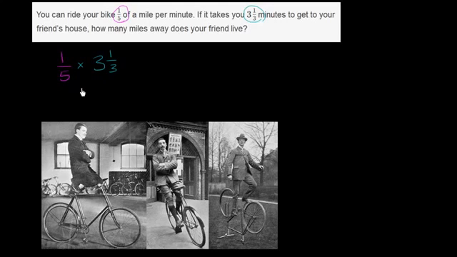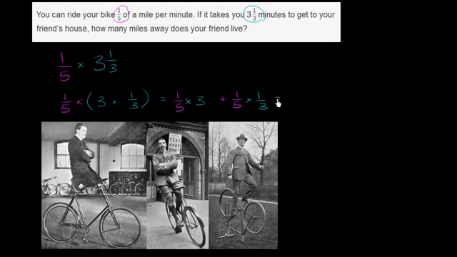You could view 3 1/3 as 3 plus 1/3. That's exactly what 3 1/3 is. And then we can just apply the distributive property. This would be 1/5 times 3, plus 1/5 times 1/3.